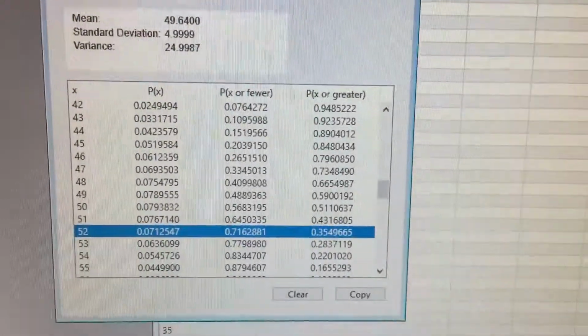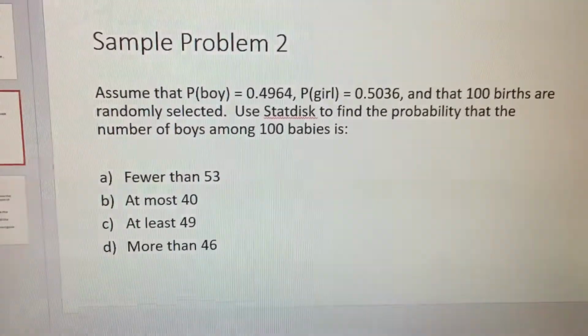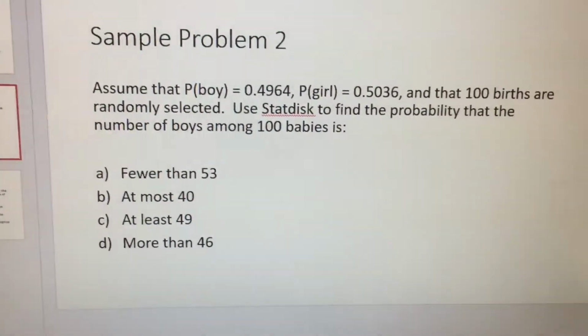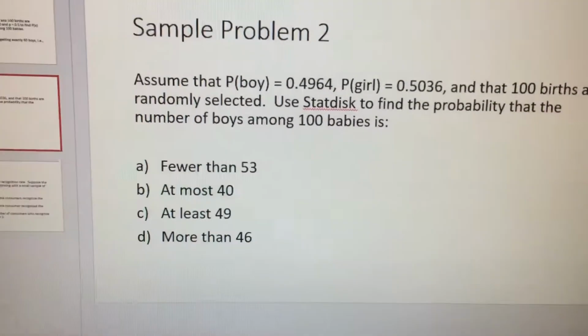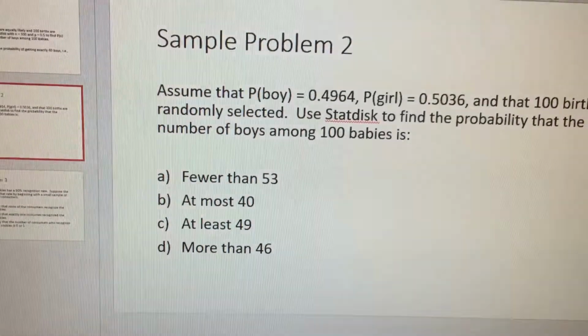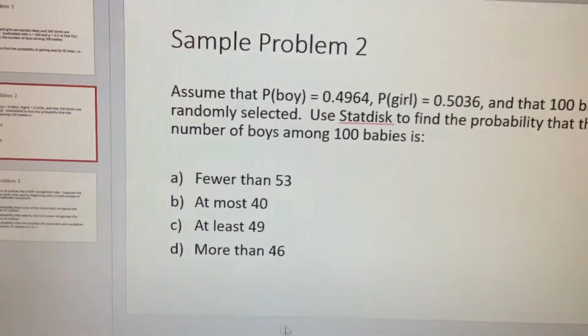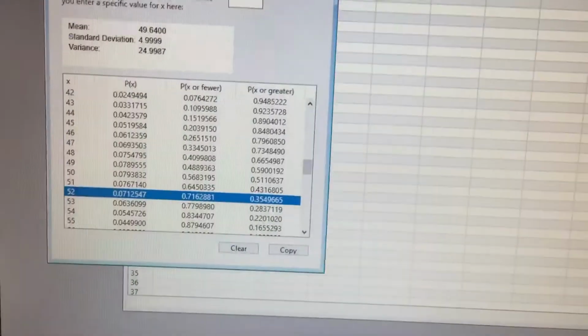Now we're going to go to part B on the slide. At most 40. Well, at most 40 means no more than 40. That means 40 or fewer. Okay? 40 or fewer. So let's go back here.